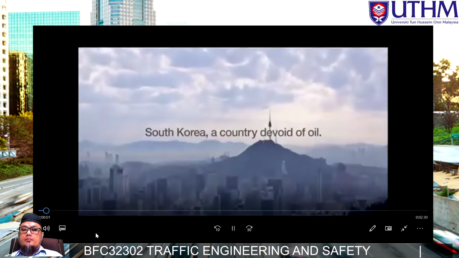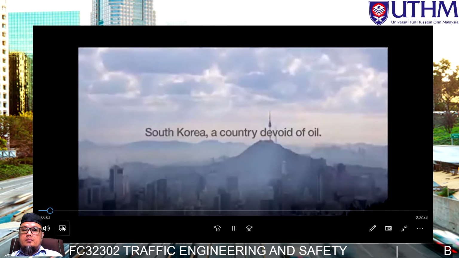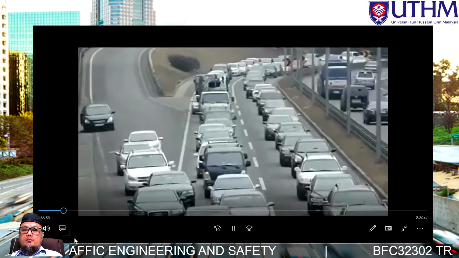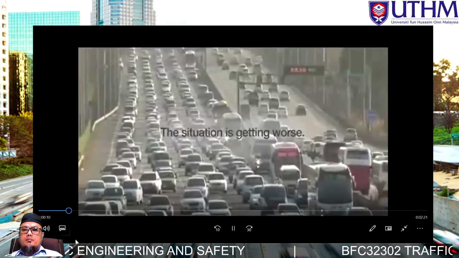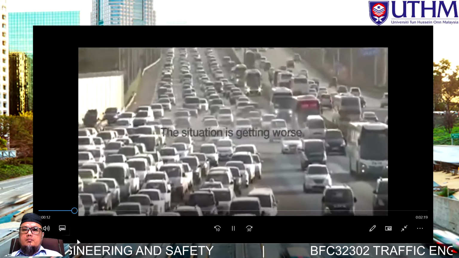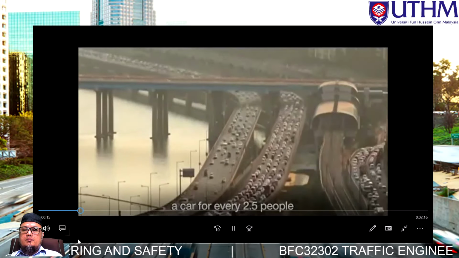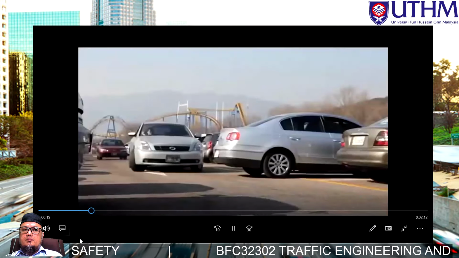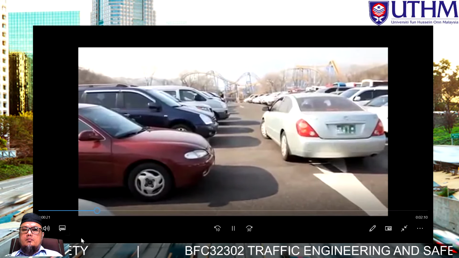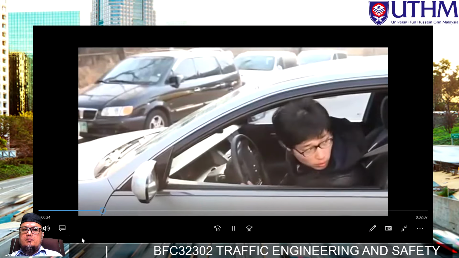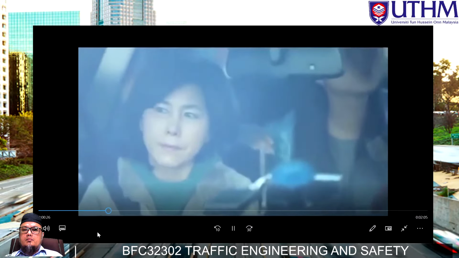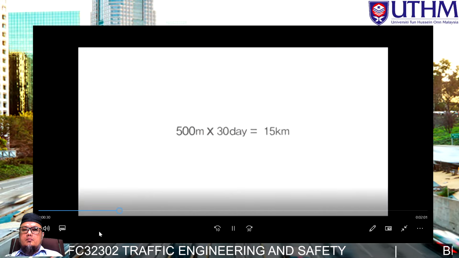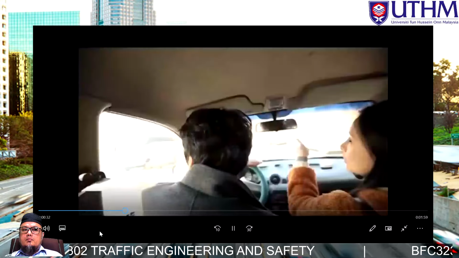South Korea, a country devoid of oil. Seoul, a city where 1/4 of Koreans live, with one of the world's highest gasoline consumption. The situation is getting worse. Car usage is increasing. Petroleum costs are rising. Parking spaces are scarce. People are stressed out. Every day, a Seoul driver wanders 500 meters to find a parking space. In a month, this equals 15 kilometers or 1 liter of gas.